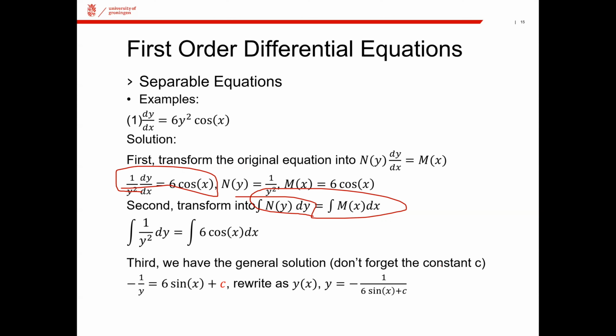And note, don't forget the constant. It is really important, and it is a common mistake that many of you will make. And so the left side will be minus 1 divided by y. It is the integration of 1 divided by y squared. And the right side will be 6 sine x plus the constant.